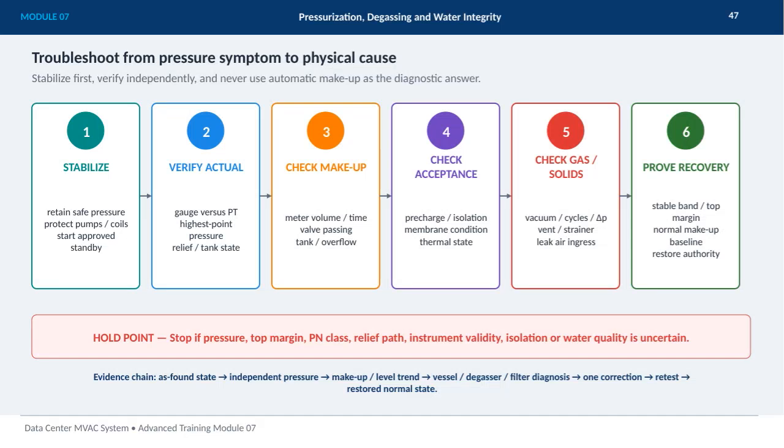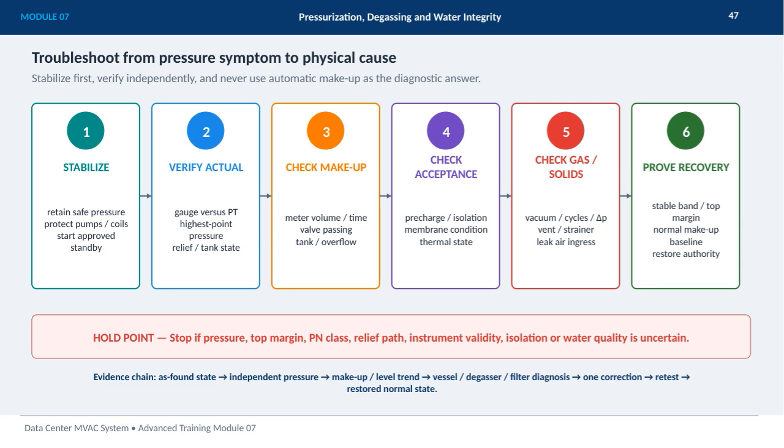On this slide, we're focusing on troubleshooting pressurization issues by following a clear, step-by-step process from symptom to physical cause. First, stabilize the system to retain safe pressure levels, protect pumps and coils, and start any approved standby equipment. Next, verify actual conditions by comparing gauge readings, pressure transmitter data, and the highest point pressure, while also checking the relief and tank states. Then, check the makeup water by monitoring meter volume over time, ensuring valves aren't passing unnecessarily, and inspecting tanks and overflow systems.